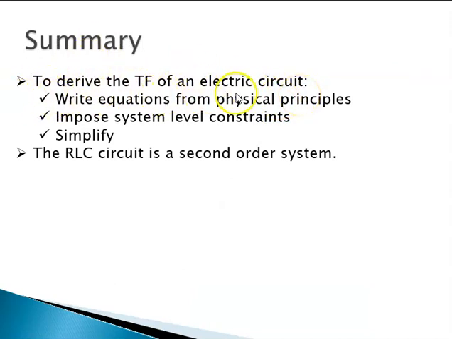To summarize, we saw that to derive the TF of an electric circuit, we write individual equations from physical principles and then impose system level constraints, and then we simplify to obtain the transfer function. You can see that this RLC circuit in series is a second order system because you have an s square present in it.